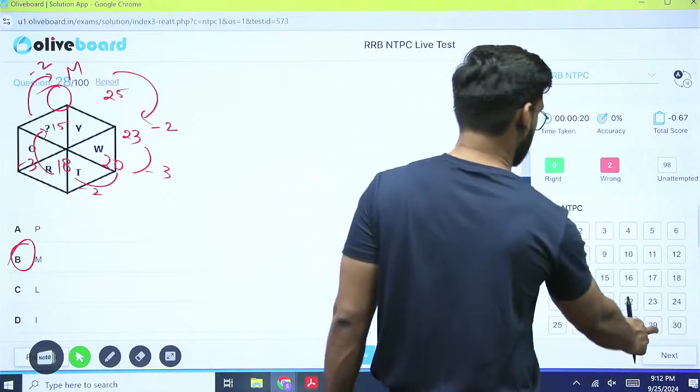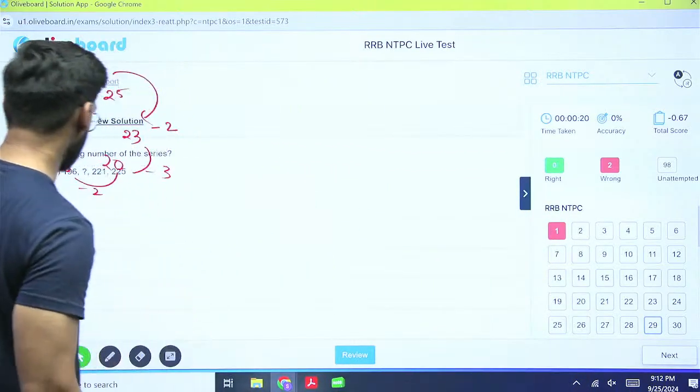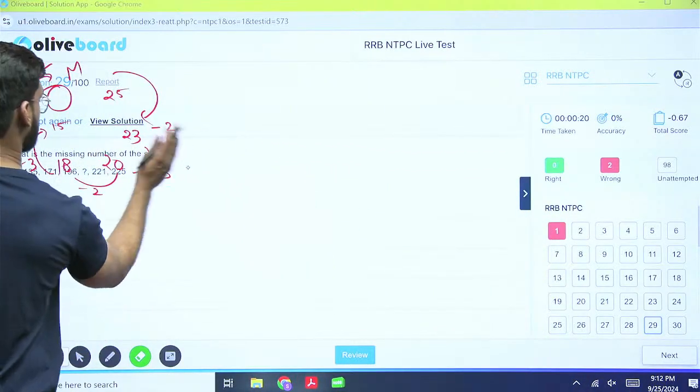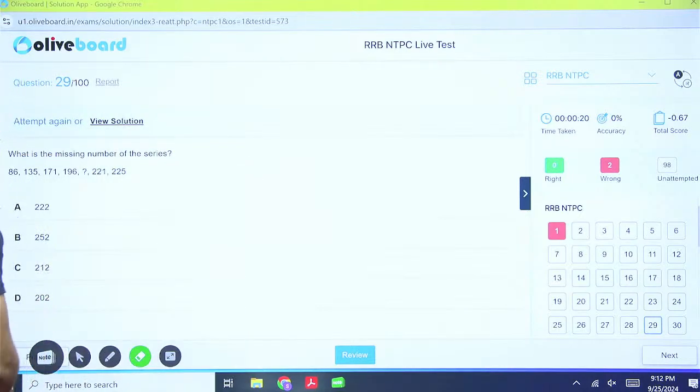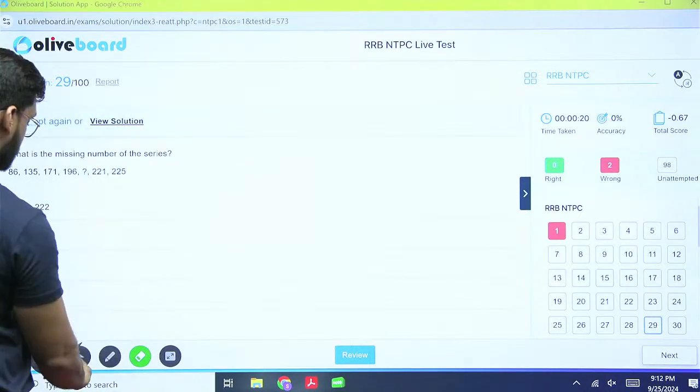29th. Okay, in the 29th question we have a missing number series. Let's see the solution of this one.